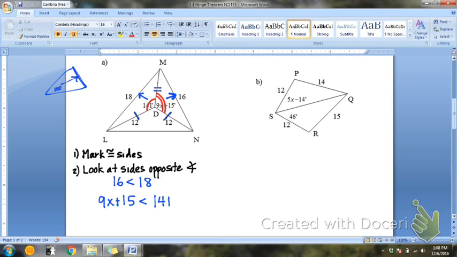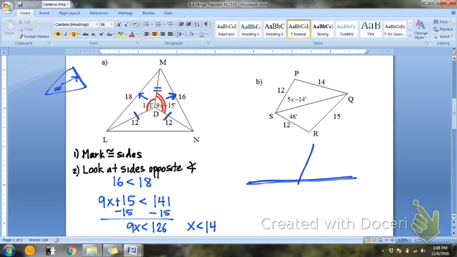Okay, now let's go ahead and solve this. So we're going to subtract 15. 141 minus 15 is 126. Divide by 9, that's 14. So x is not equal, you have a less than sign. X is less than 14. But let's talk about this. This is where the hinge concept comes in.